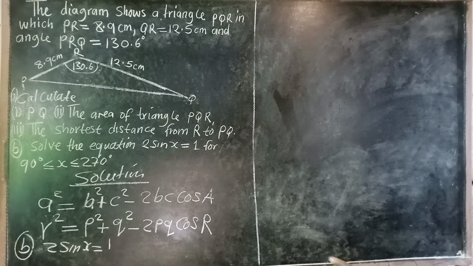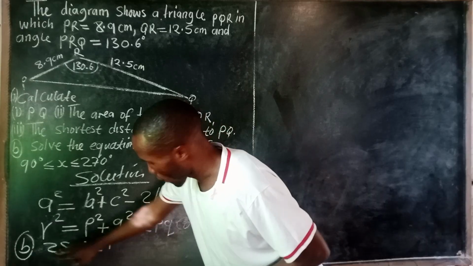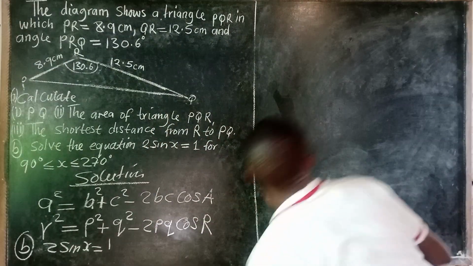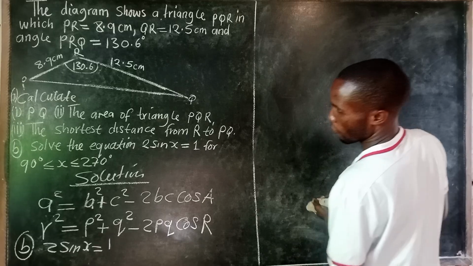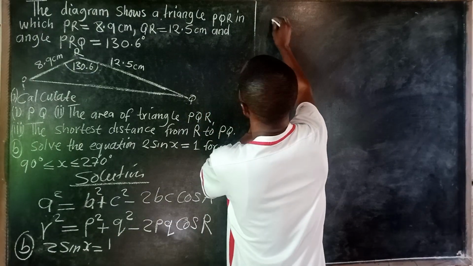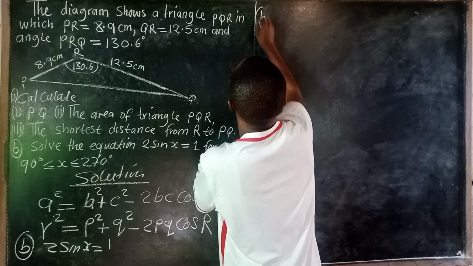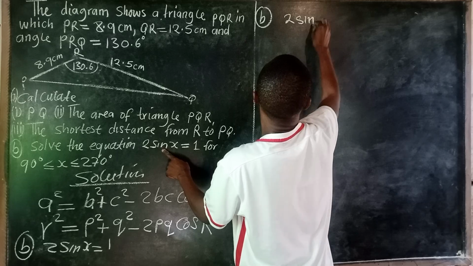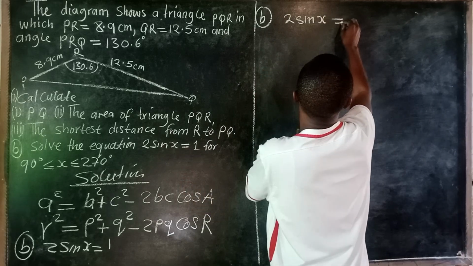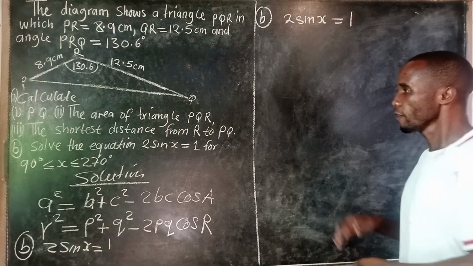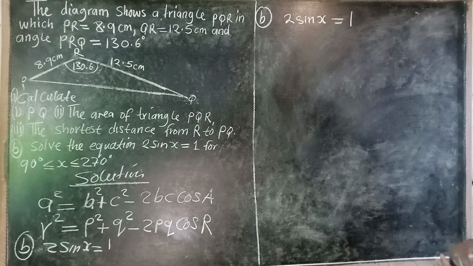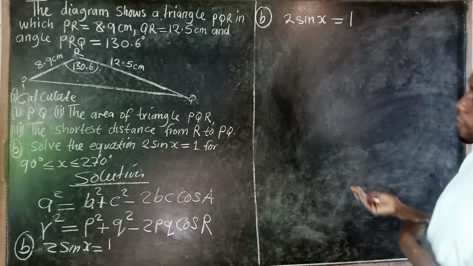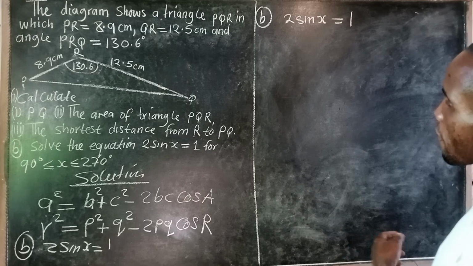Okay, so now, as I was saying, let's use the other part here. For this one, we are going to write the equation, which is B. We are saying 2 sine x equals 1, where the range we are given is 90 up to 270, from the second quadrant up to the third quadrant.